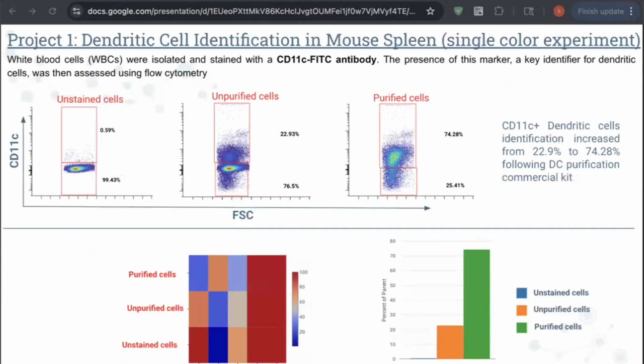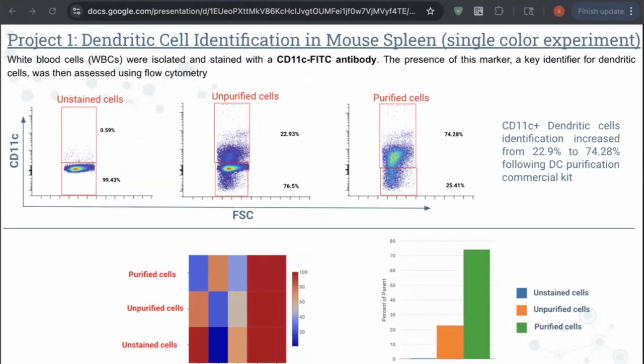Okay, so we're getting to the good part. Our first project was a foundational one. We started with a simple experiment using flow cytometry to get comfortable with the entire workflow. This was an essential step because it was building our skills before moving into more complex experiments.